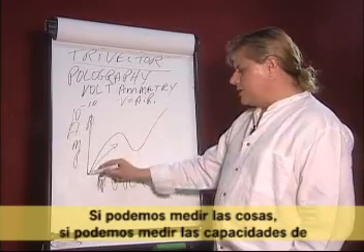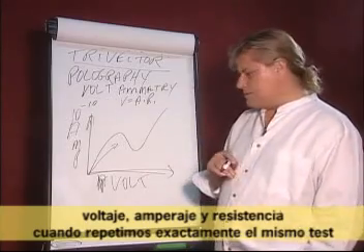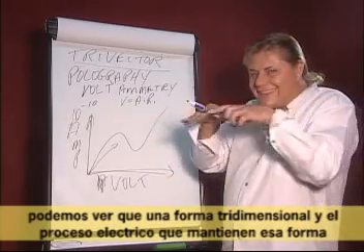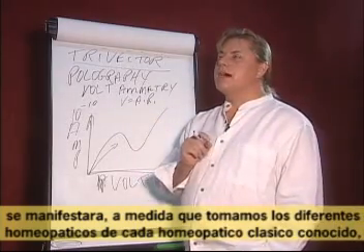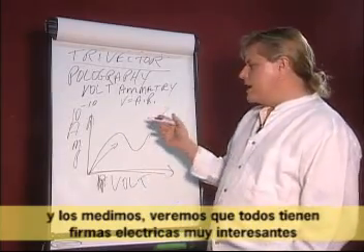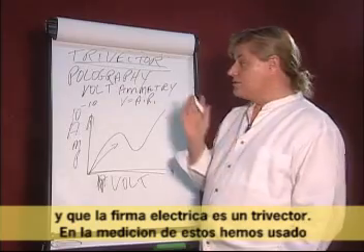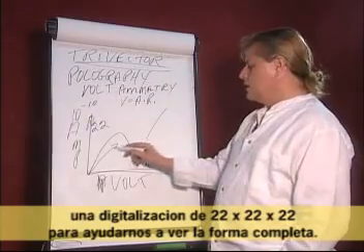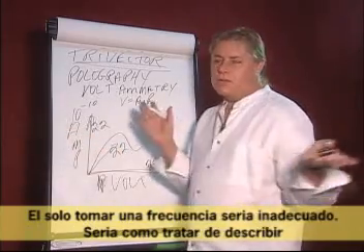If we measure the items, their voltage, amperage, and resistance capacities, when we do exactly the same test, we can see that a three-dimensional shape, an electrical process that helps to hold that shape, will manifest. As we take the different homeopathics, every known classical homeopathic, all different types of enzymes, minerals, hormones, vitamins, and we measure them, we can see that they all have very interesting electrical signatures, and the electrical signature is a trivector. As we measure this, we've used a 22 by 22 by 22 digitization to help us see the total shape. To just take one frequency would be inadequate.